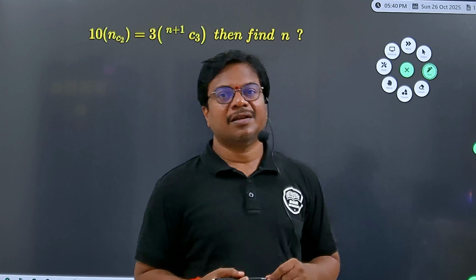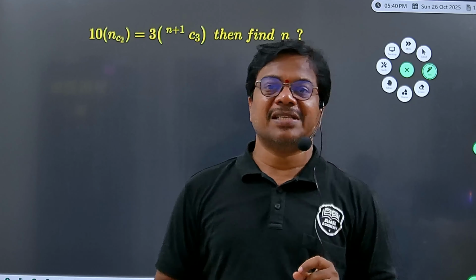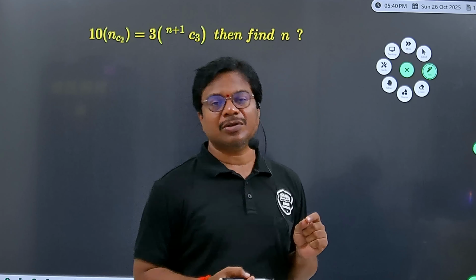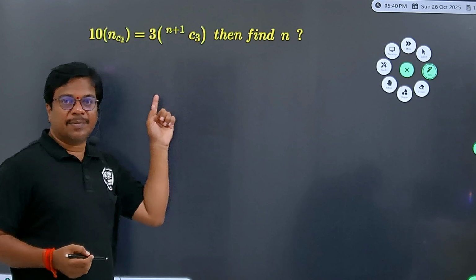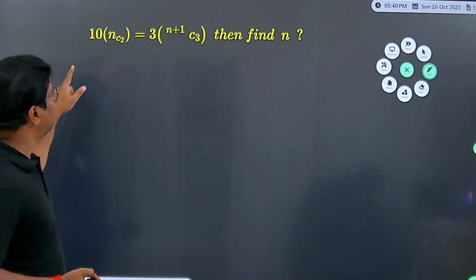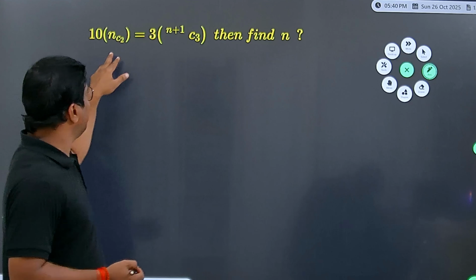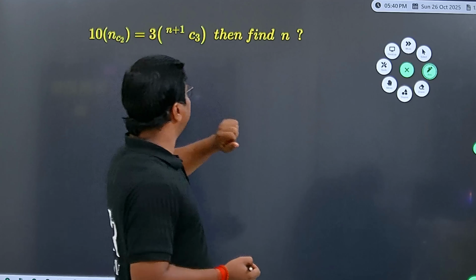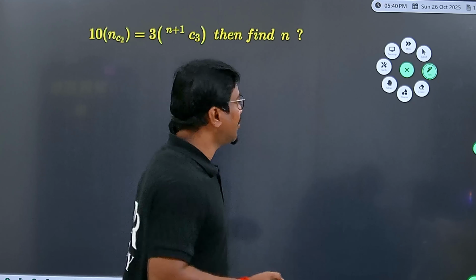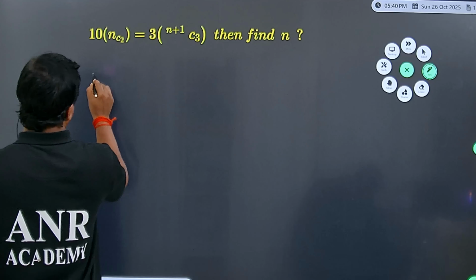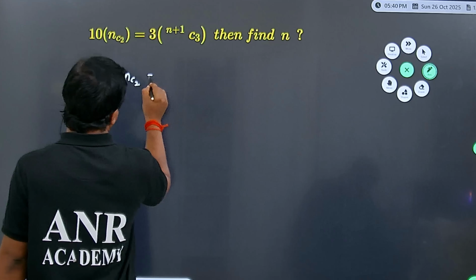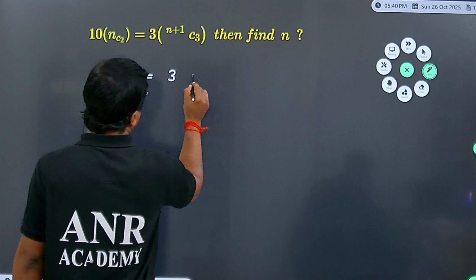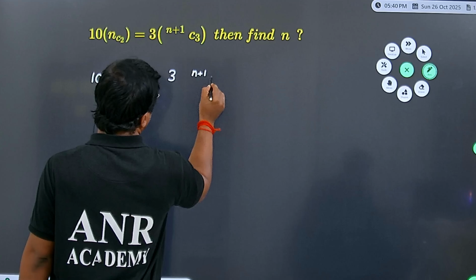హలో ఎవ్రీవన్. పబ్లిక్ ఎగ్జామినేషన్లో క్వశ్చన్ నెంబర్ 7 మనకు కాంబినేషన్స్ టాపిక్లోంచి ఒక 2 మార్క్స్ క్వశ్చన్ కవర్ అవుతుంది. ప్రీవియస్ పబ్లిక్ ఎగ్జామినేషన్స్లో వచ్చిన క్వశ్చన్స్ డిస్కస్ చేద్దాం. సి ఫస్ట్ క్వశ్చన్ 10 టైమ్స్ ఆఫ్ NC2 ఈక్వల్ 3 టైమ్స్ ఆఫ్ n ప్లస్ 1 C3 దెన్ ఫైండ్ ద వాల్యూ ఆఫ్ n అని ఉంది. Given that 10 times NC2 is given as 3 times n plus 1 C3.